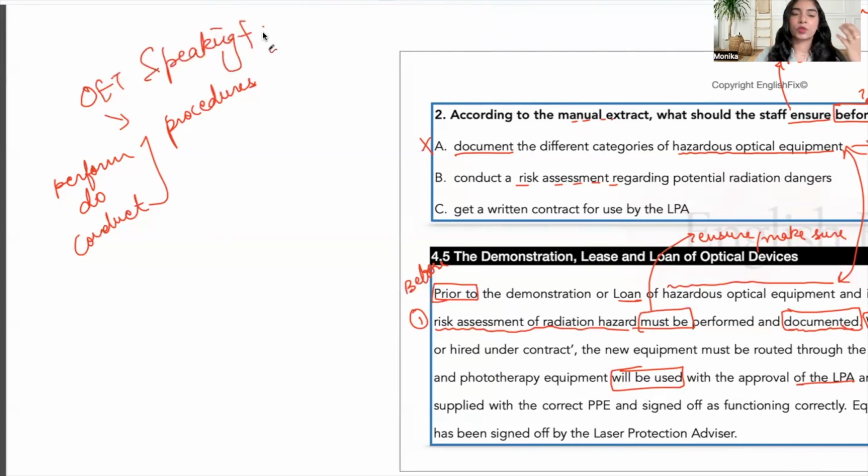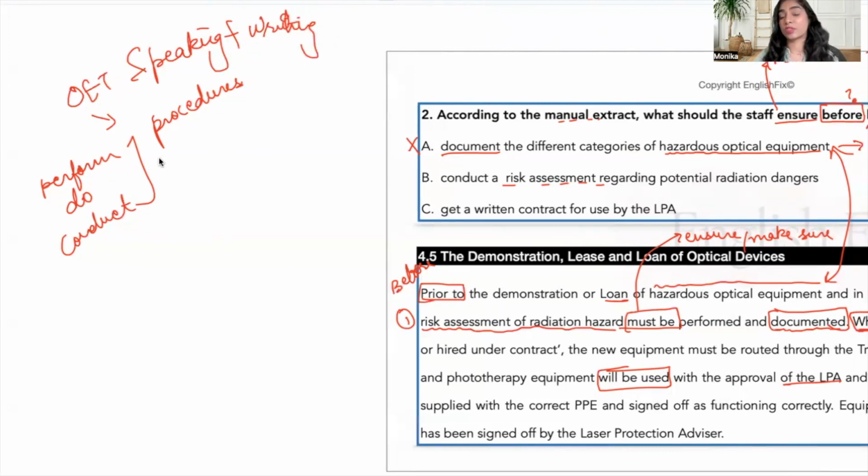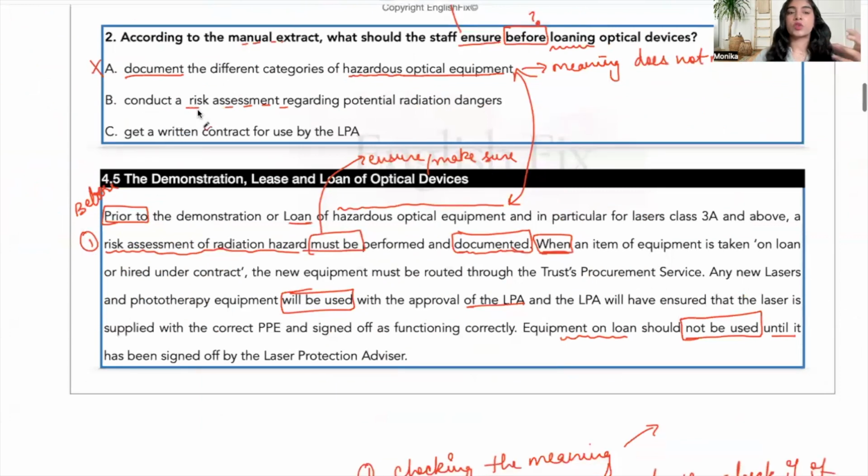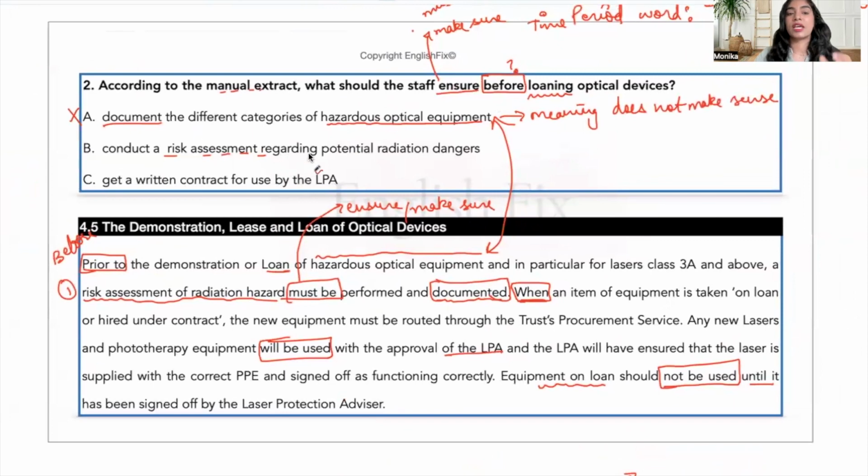I am a teacher, so even though the video is not about this, this comes very naturally. So this is what you should be aware of. Okay, so we can do a risk assessment. We should do a risk assessment. We have to do a risk assessment regarding, regarding means just a fancy way of saying about, a risk assessment about the potential radiation dangers. Potential radiation dangers, the dangers which could actually happen from the loan of these hazardous equipments.